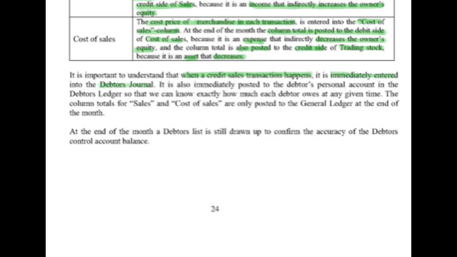Now, it is also important to understand that when a credit sale transaction happens, it is immediately entered into the debtor's journal. It is also immediately posted to the debtor's personal account in the debtor's ledger, so that we can know exactly how much each debtor owes us at any given point in time. The column totals, however, sales and cost of sales, are only posted to the general ledger at the end of the month. At the end of the month, the debtors list is also drawn up to confirm the accuracy of the debtors control account balance.